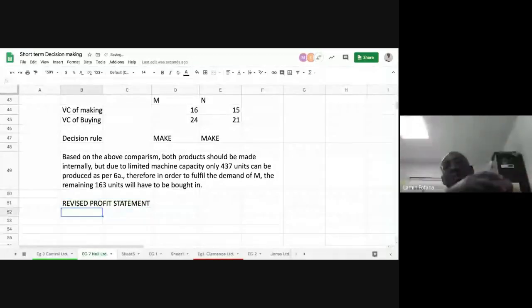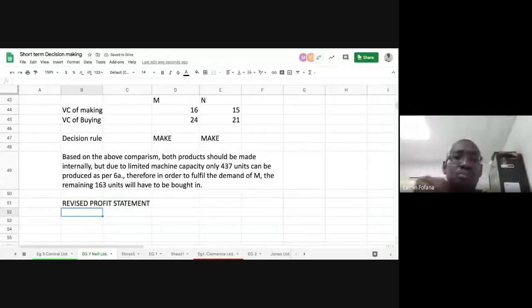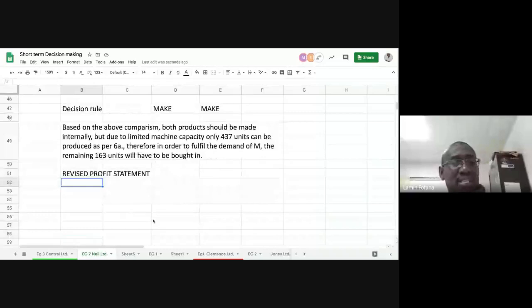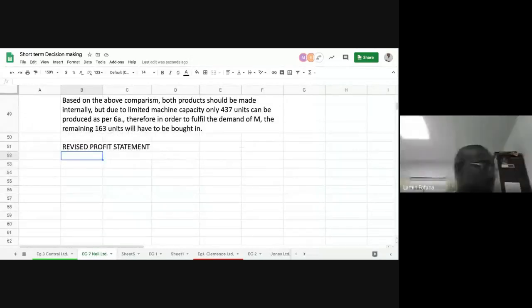Okay, so now we know that we can produce 437 of M, and the remaining 163 we'll have to buy from outside. Based on that, we have to do our revised profit statement. That's exactly what we're coming to do. Everything is going to remain the same. So the only thing that's going to change is what? What will be the only thing that will change?